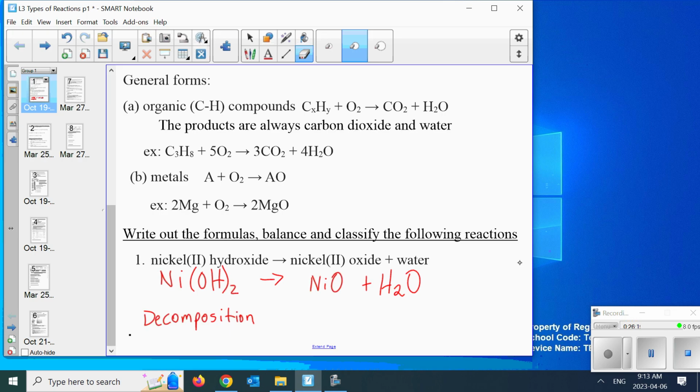Is it balanced? Oh, wow. So I'm going to double check. Nickel, 1 and 1. O's, 1 and 1. 2 hydrogens on water, 2 hydrogens.